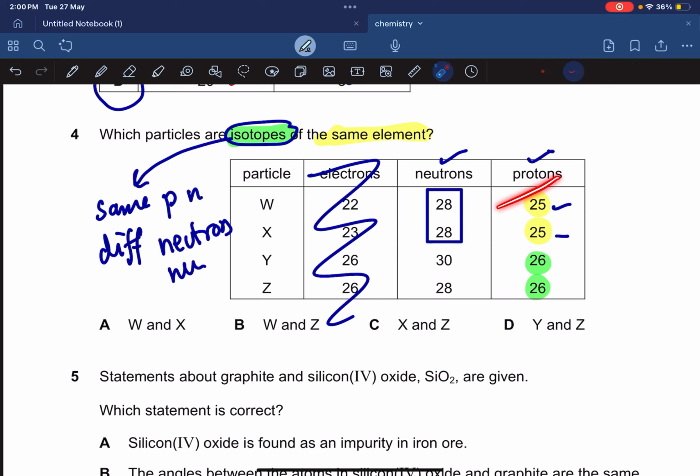These cannot be isotopes because they have the same number of neutrons. For it to be an isotope, we need a different number of neutrons. So Y and Z are going to be isotopes because they have different neutron numbers. 30 and 28 are obviously different, with the same proton numbers. So the two isotopes over here are going to be Y and Z. Why? Because of these different numbers of neutrons.